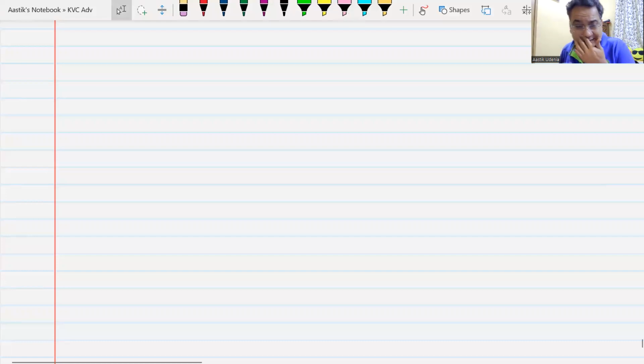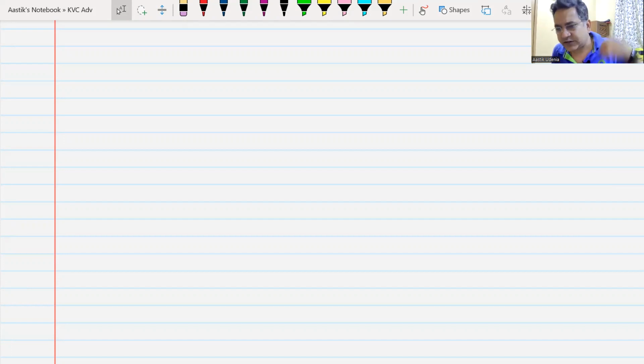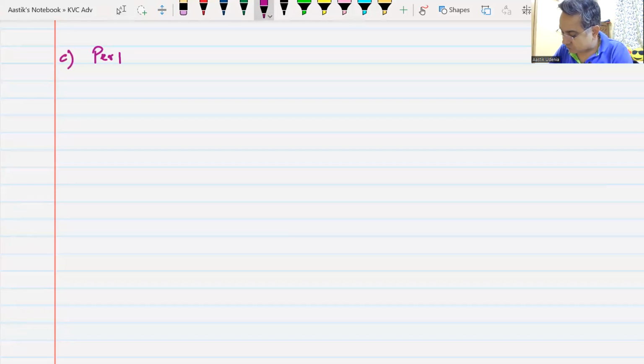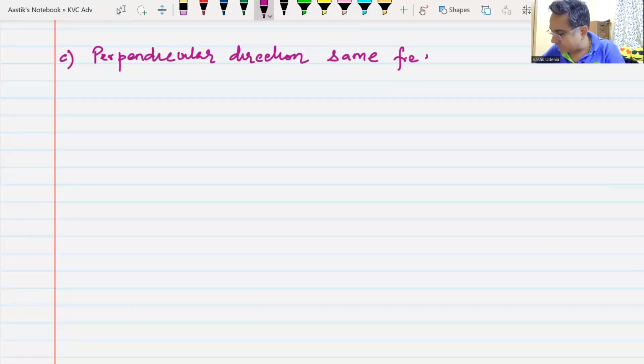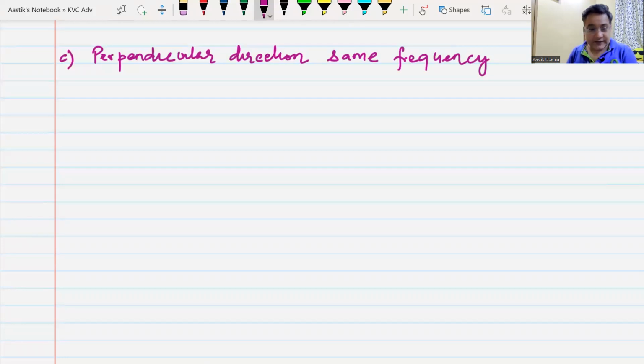Case number 3. Again, you may not get numericals in all these cases, but in this third case you may also get a numerical. Try to understand. Perpendicular direction, and this is a special case, but again with the same frequency, because if it is a different frequency, then nothing happens.